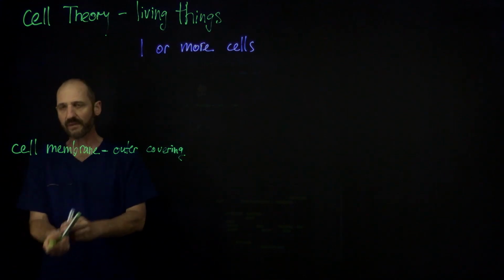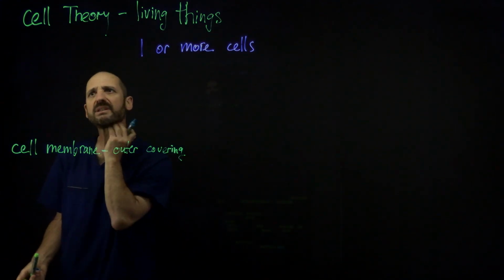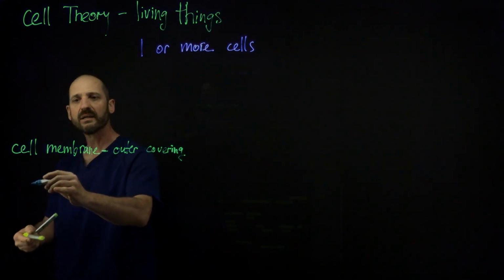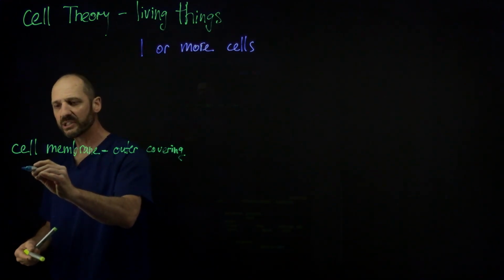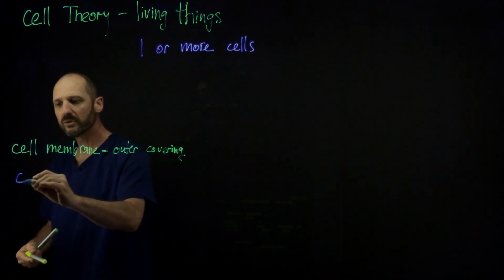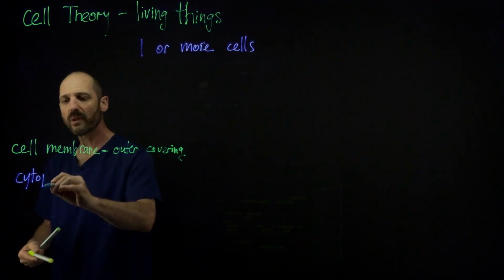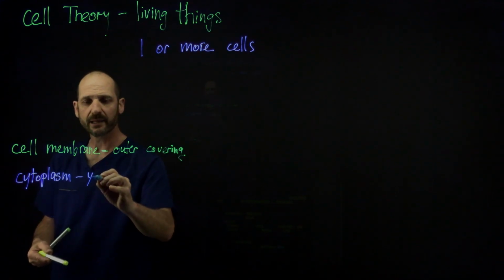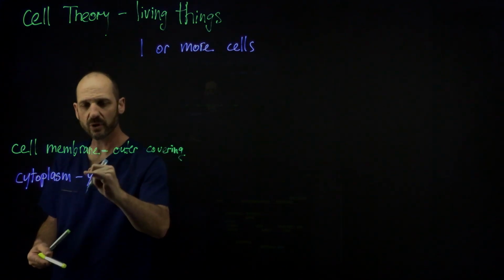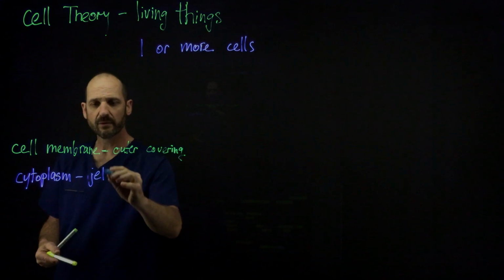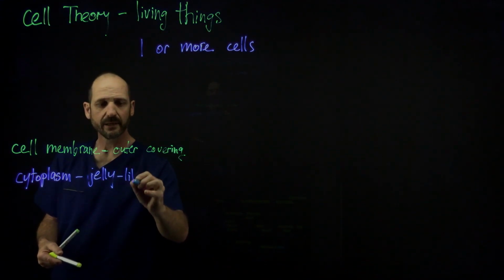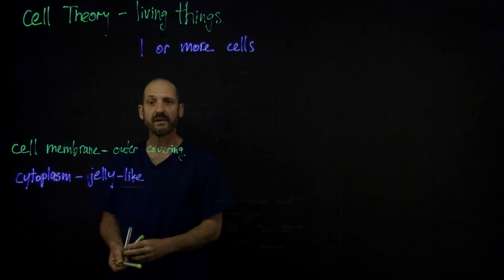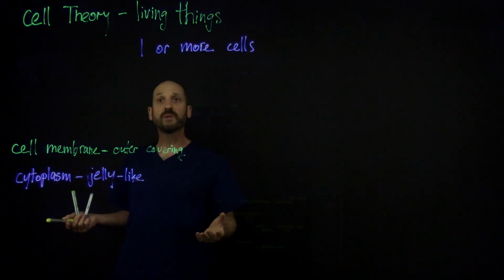Another thing we have is cytoplasm. Cytoplasm is the inside of the cell, and it's sort of like a jelly-like inside. So it's jelly-like. How do you spell jelly? This is not the right way. Jelly-like. There you go.